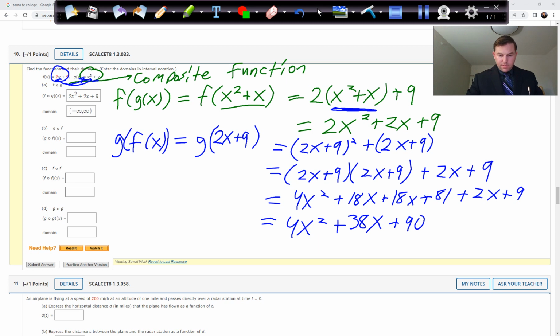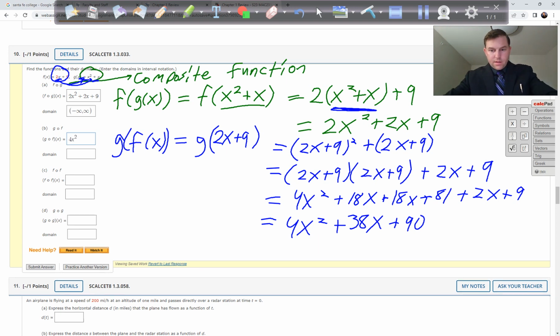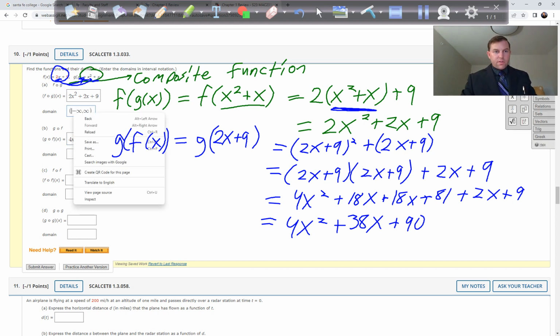So we would get 4x raised to the second plus 38x plus 90. And the domain, because this is a polynomial function, the domain is all real numbers. Just let me copy paste.